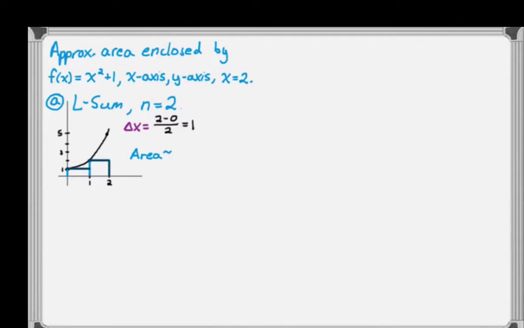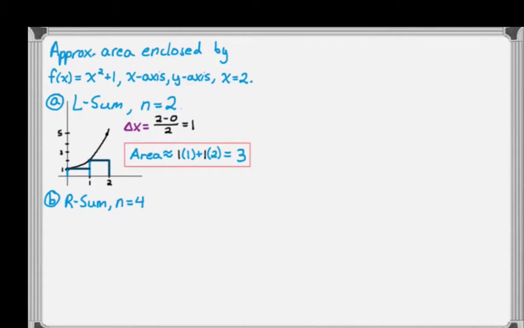And now the area is approximately the base, which is 1, times the height, which is 1. So the height at 0 is 1, just plug 0 into f of x. Then the base is 1, and then the height at x equals 1, plug 1 in, you get 2. And so my approximation would just be 3. And I know it's an underestimate, but I'm not really concerned about that.